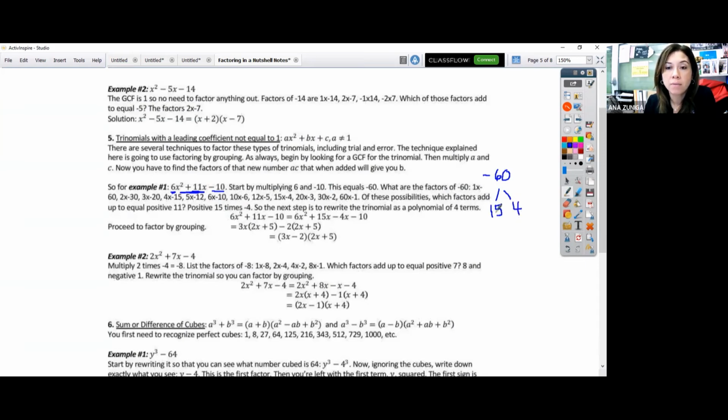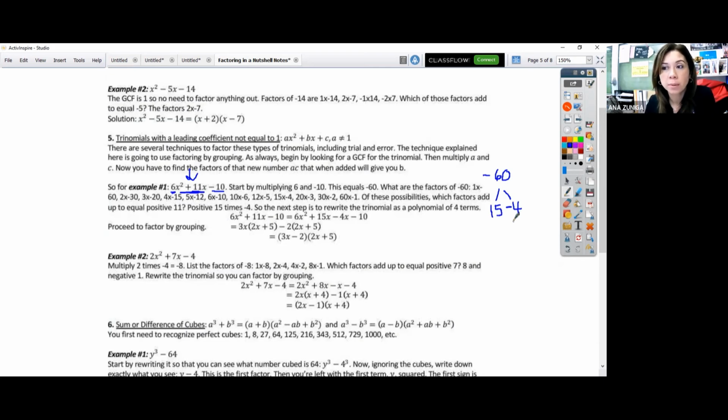Remember, I want it to be negative, which means one of these has to be negative, but I'm going to check over here to find out which one. It has to add up to positive 11, which means the 15 has to be positive and the 4 has to be negative so that when I add these, I get a positive 11. If it were negative 11, it would be negative 15, positive 4. So again, trinomial, leading coefficient is not 1. I start by multiplying. 6 times negative 10 is negative 60. What multiplies to give me negative 60 and adds to give me positive 11? Positive 15, negative 4. What do I do with that?